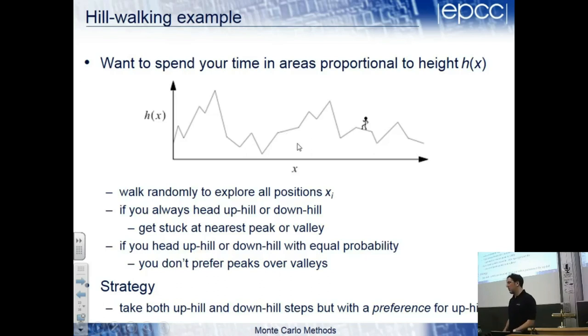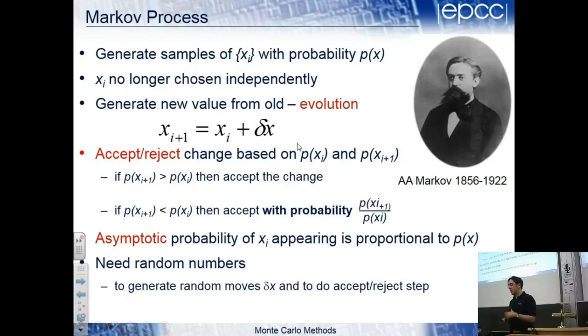But this concept of generating a Markov chain of states with a particular probability is: you take your current state, you update it, you measure the probability of the new and the old state, and if the new state is more probable than the old one, you accept it. If the new one is less probable than the old one, you accept or reject it with a particular probability. And it's not obvious, but if you do this, then the asymptotic probability of x appearing is proportional to p of x. It's not obvious, but if you look up a textbook, you can convince yourself that this is true. If you follow this prescription, then eventually you will explore this space and the variable x will be chosen with the correct probability p of x.